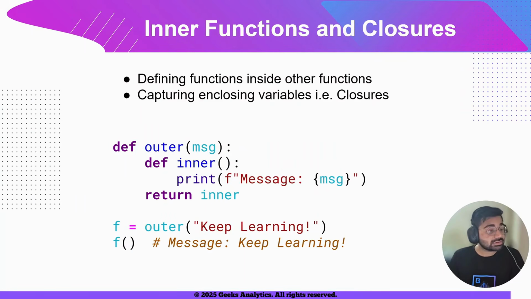Now, inner functions and closures, just to add more specificity to this. An inner function is simply a function defined inside another function. The inner function remembers values from its enclosing scope even after the outer execution is finished, so it forms a closure. You can think of it this way: when I passed a message to the outer function and got back inner, f still holds the value of message. Thus when I called f with round brackets, it printed the message, keep learning. That is how the inner function remembers values from its scope, and that's why it forms a closure.